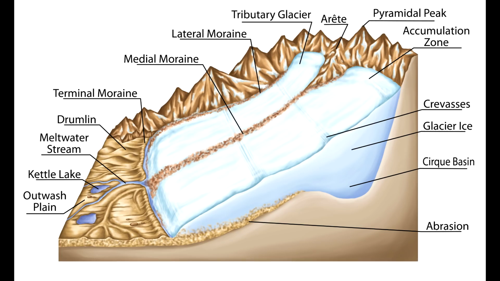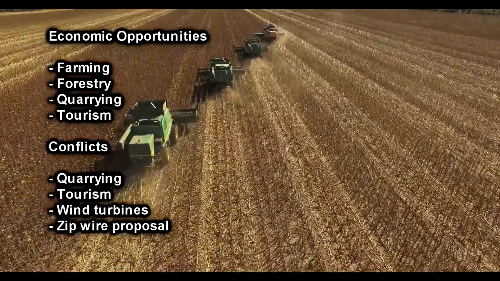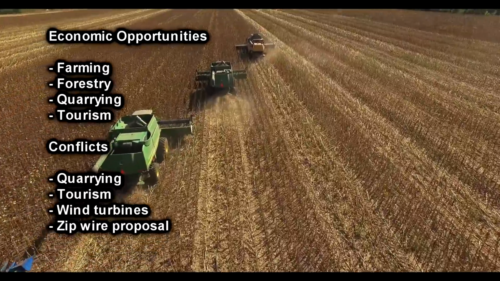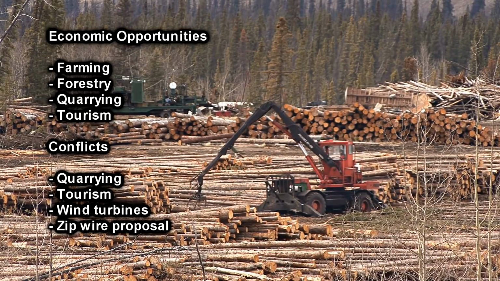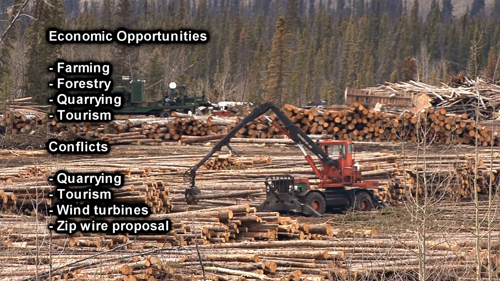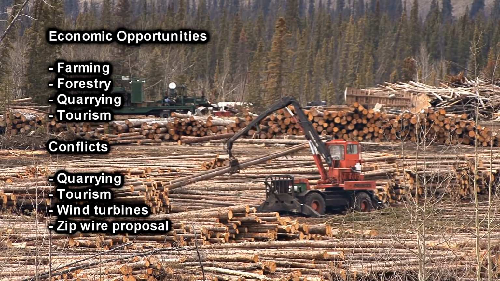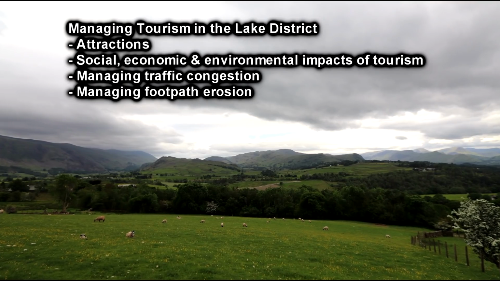Once again, you have to apply your knowledge to map extracts, so again being able to identify those features may be useful. We then look at the economic opportunities in glacial areas such as farming, forestry, quarrying and tourism. This also creates conflicts in these areas, and again quarrying, tourism, wind turbines and zip wire proposals all create conflicts in these glacial environments. Finally, the management strategies.